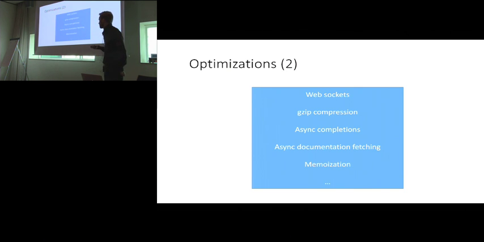Another thing you can do is asynchronous completions. If you know some kind of completion information locally, maybe a simple word completion or some cached completion, you can get more complicated completions or documentation strings asynchronously, and then change the completion pop-up as you get that information.